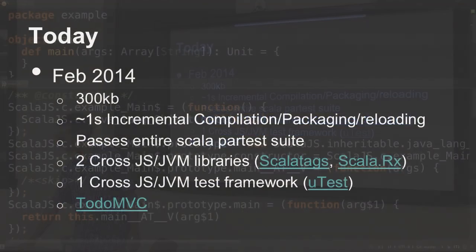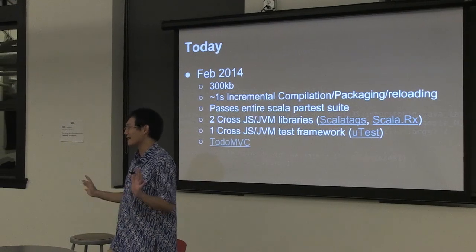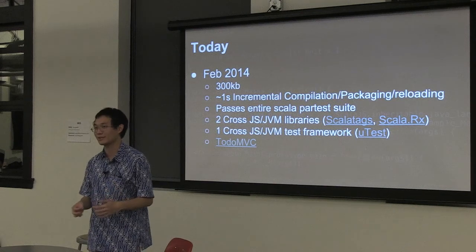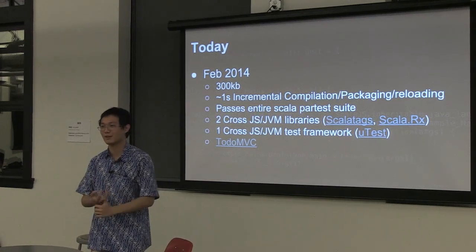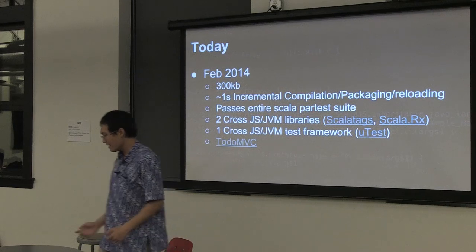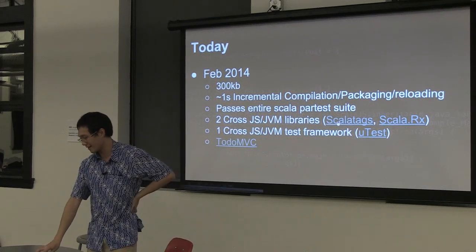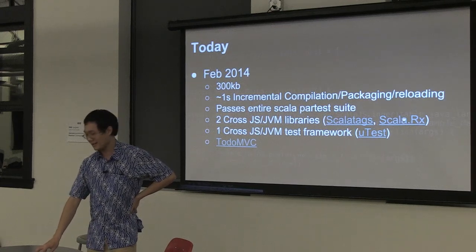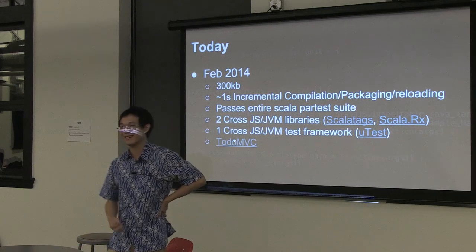Next, where we are today. Now you can see the progress we've made: from 16 megabytes down to 300 kilobytes. The edit, compile, reload cycle is about 1 second, which is pretty nice. The whole of the Scala test suite passes, except for the things which are specifically Java, like threads or parallelism or system.exec. I have a bunch of cross-platform libraries which I made: one templating library, one change propagation library, one unit test library, and a to-do MVC example I'll show you later.